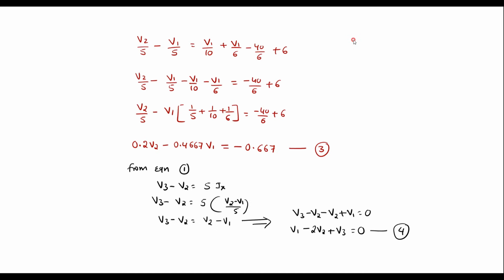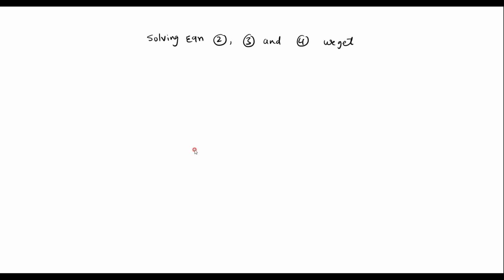Solving equations 2, 3 and 4, these three equations can be solved directly using a calculator by feeding in the values. Let me write the result directly. We get V1 is equal to 10 volts, V2 is equal to 20 volts, and V3 is equal to 30 volts. So these are the values of V1, V2, V3, and we have calculated this using nodal analysis. Thank you for watching.